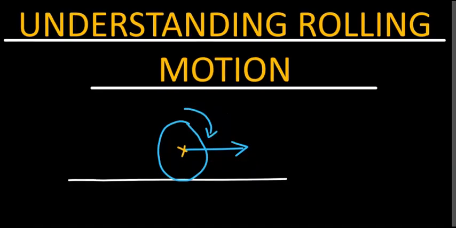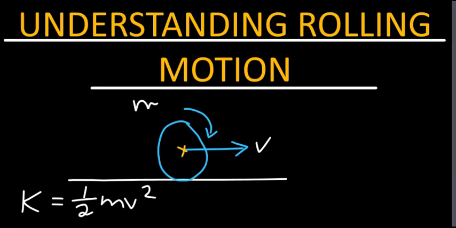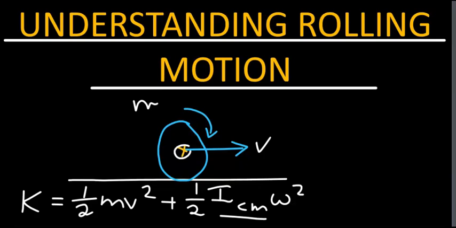mass. Let's look at the kinetic energy for such a motion. The kinetic energy for such a body has two terms. The first term is half mv squared, where v is the speed or the translational speed. M is the mass of that body. The second term is rotational kinetic energy, which is given by half times I_CM omega squared. I_CM is the moment of inertia of that body about an axis passing through the center of mass, and omega is the angular speed of the body.